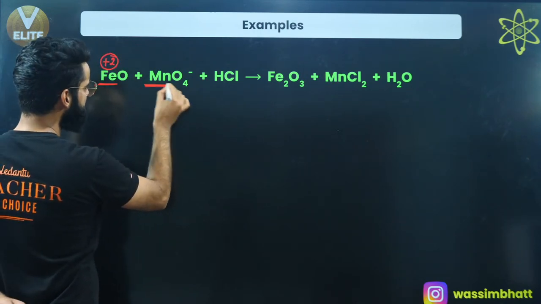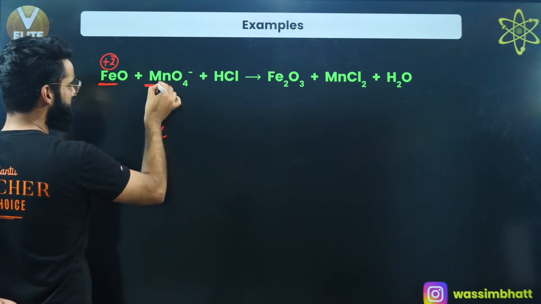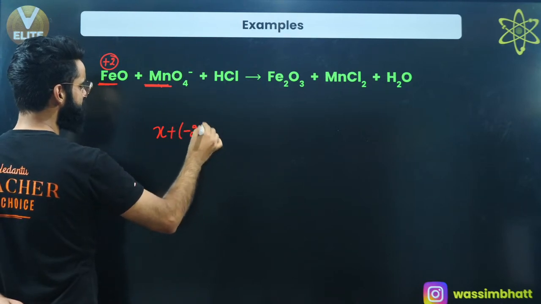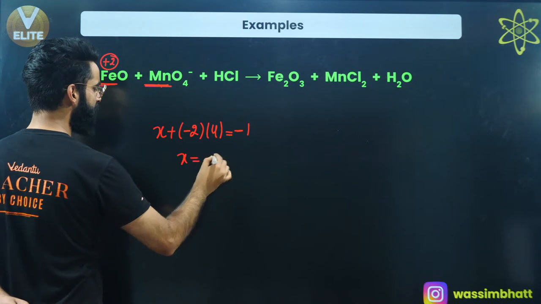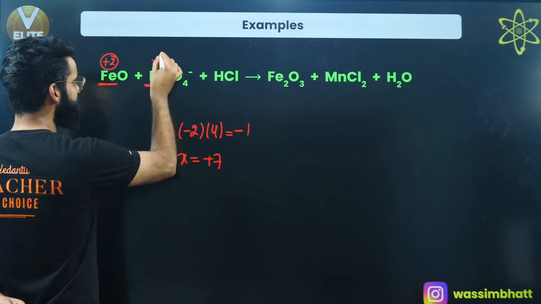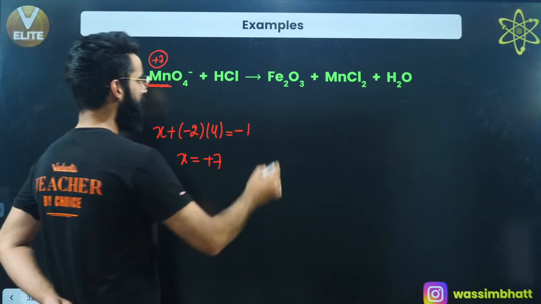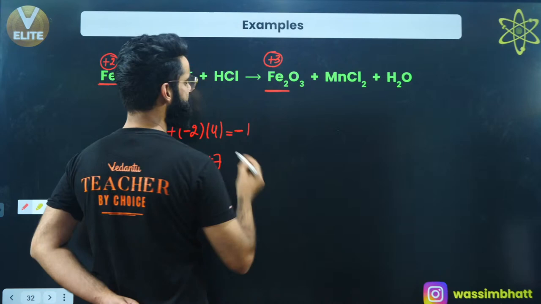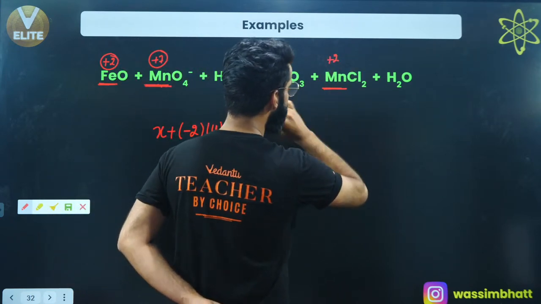What about the oxidation state of manganese in this case? Let's assume the oxidation state of manganese is X. Oxidation state of oxygen is going to be minus 2. There are 4 oxygen atoms. The net charge present on it is minus 1. The value of X will come out to be plus 7. So plus 7 is basically the oxidation state of manganese over here, right? If I ask you to calculate the oxidation state of this iron, you'll clearly say it's plus 3. If I ask you to calculate the oxidation state of this manganese, you'll say it's plus 2, right? When you calculate it, right?